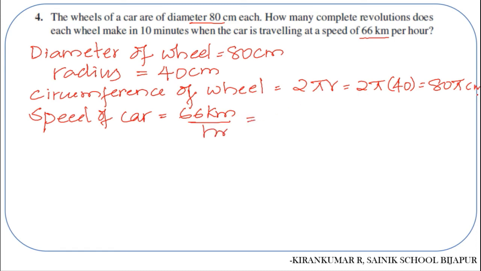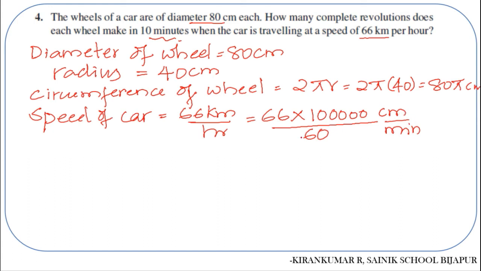Since the circumference is in centimeter, we need to express the speed in terms of centimeter. So I will convert this kilometer into centimeter. If I multiply by 1000, it becomes meter. That meter we need to convert into centimeter, so I'll multiply by one more 100. Since they have mentioned 10 minutes, this hour I'll convert into minutes. So instead of 1 hour, I'll consider 60 minutes, and I'll get centimeter per minute.